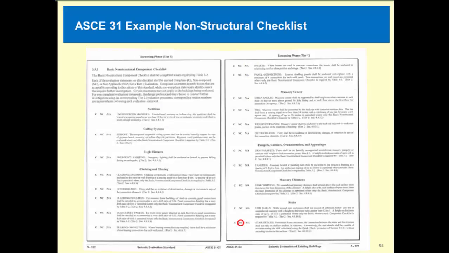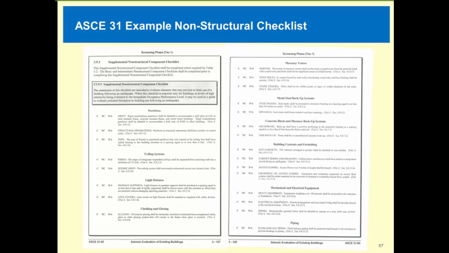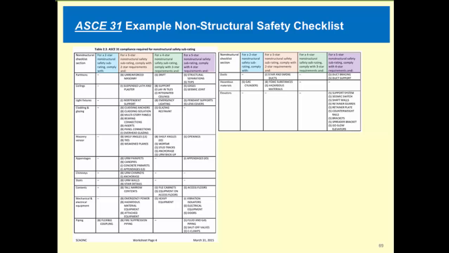So again, this is the ASC 31 checklist. For example, in building 1, our stair details are non-compliant. We had a flexible building, and the stairs are connected to the diaphragm or to the concrete slab with short abutment anchors. So just a Tier 1 analysis says that this is non-compliant. And you can see there's quite a bit of non-structural items that we need to go through. In our example building, we said everything other than the stairs was compliant.